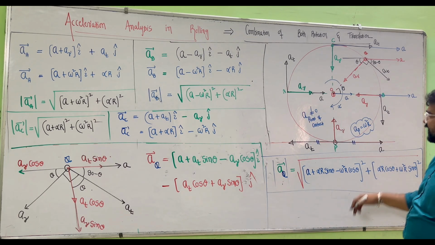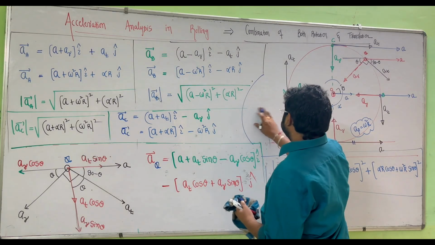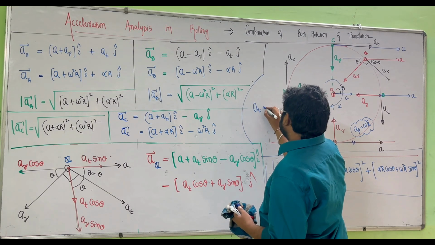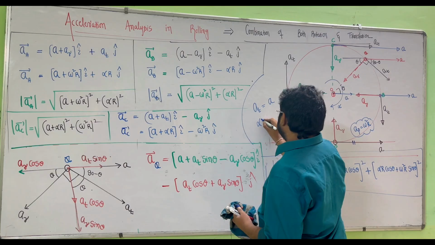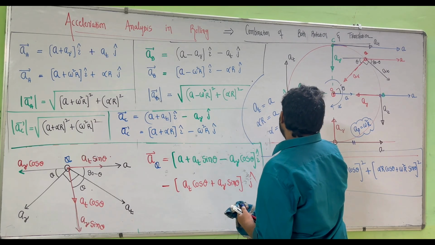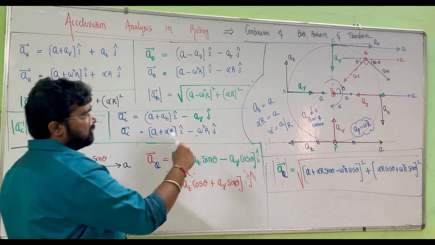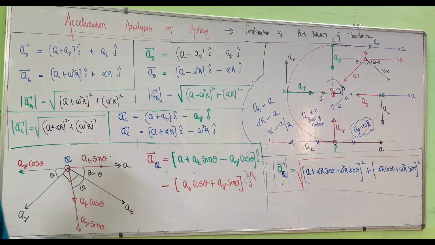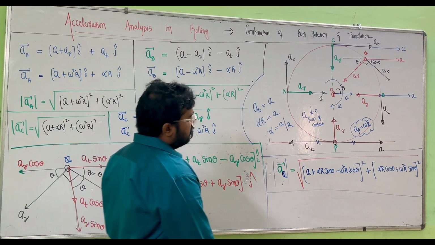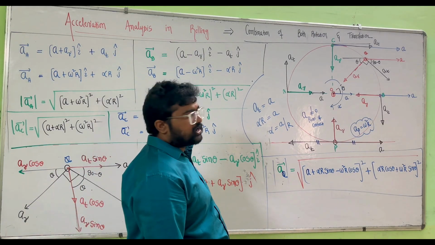And linear acceleration becomes tangential acceleration. Tangential acceleration equals linear acceleration. Alpha equals A by R. This is a very important statement. You can use this part in dynamics of rolling. Are you clear or not?